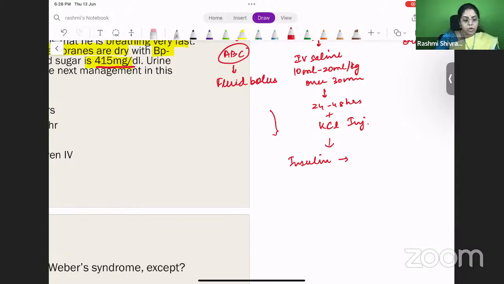Okay, so insulin, how much will you be giving? You should be starting with 0.05 to 0.1 units per kg per hour. Because of hypotension, insulin is not the first thing. First, you should be giving IV fluids. After that, you should be giving the patient insulin. Then you have to do an hourly CBG and monitor the patient.